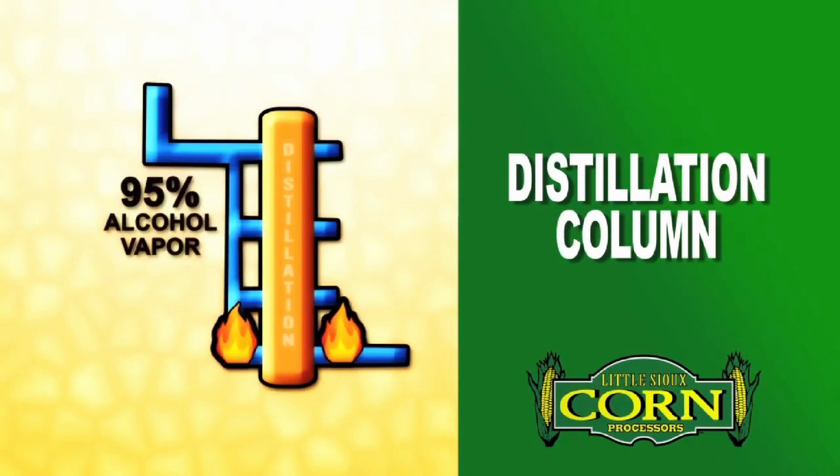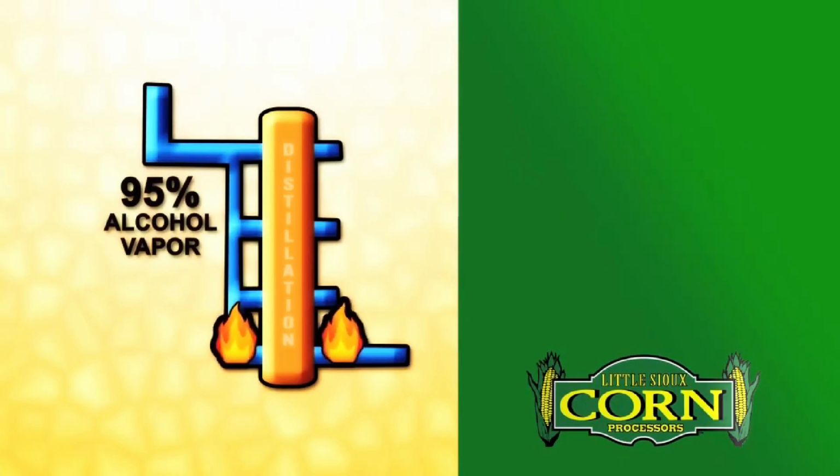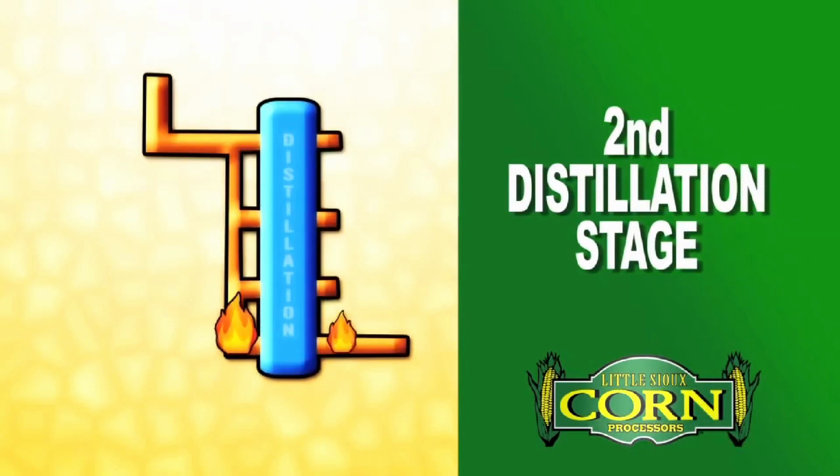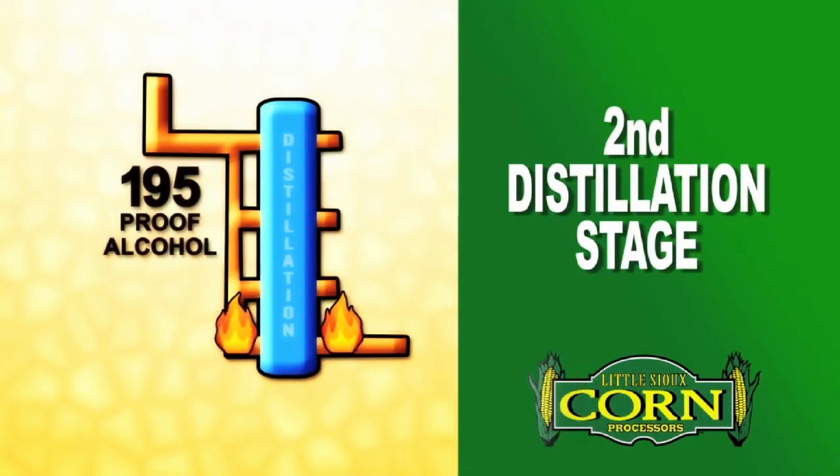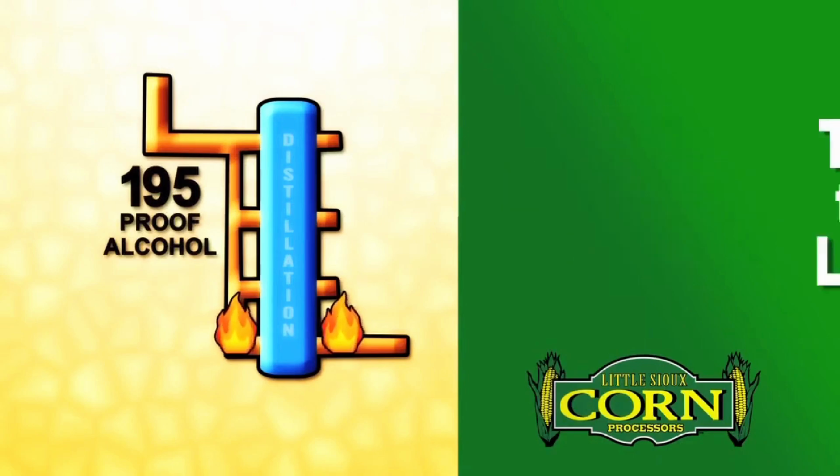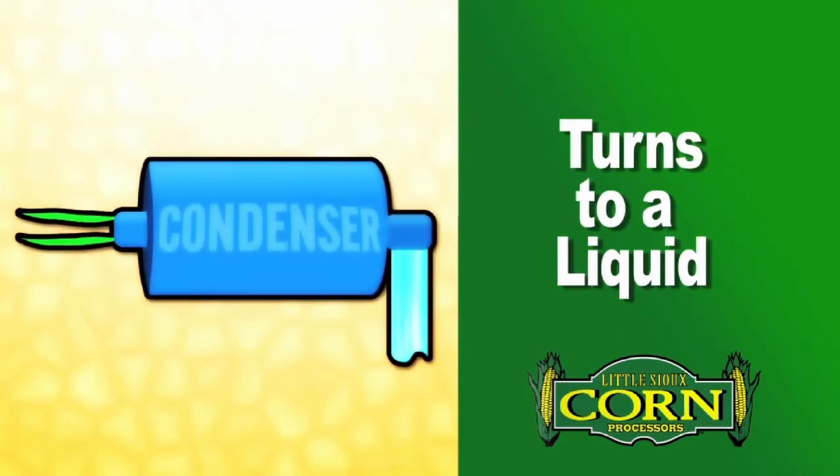The alcohol exits the column at 95% alcohol vapor. It moves into a second distillation stage and further distills to 195 proof alcohol. The alcohol then passes through a condenser, which turns the vapor to liquid.